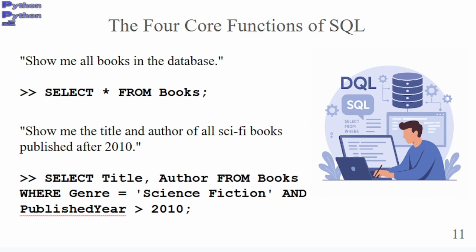The second command basically involves narrowing things down a little bit. Let's say instead of viewing all the data, we want to only retrieve the title and the author of the books that are in the science fiction genre and that have been published after the year 2010. Here we use a special clause called the where clause, which allows us to filter the data based on these set parameters. Once you have understood these requirements, the command would look something like this. Select title, author from books, where genre equals science fiction and published year is greater than 2010.